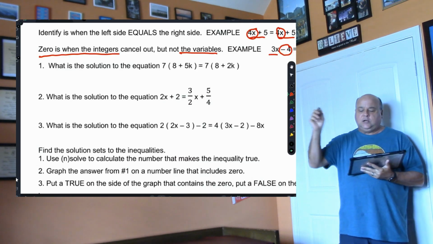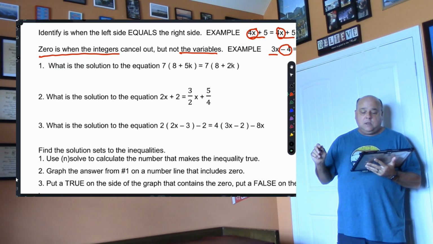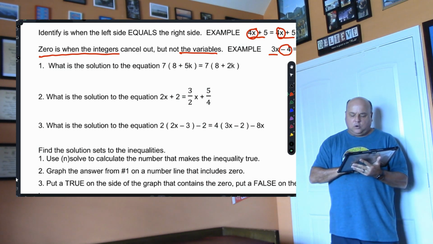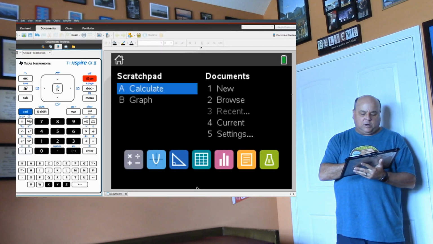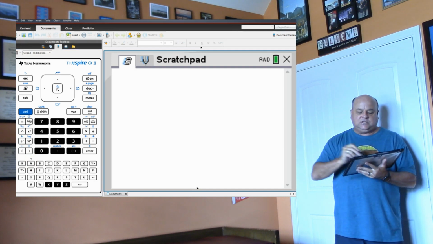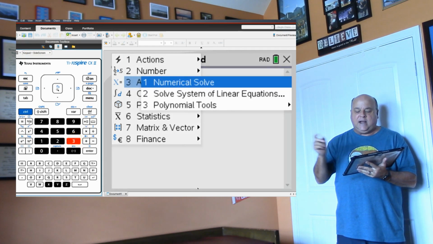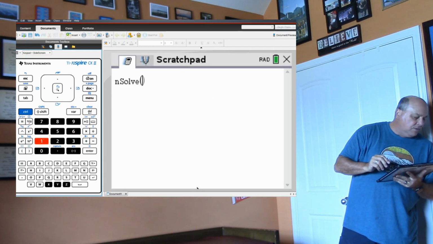So the first thing we're going to do is the first problem here. Looks similar, but the 5 and the 2 are different. On number 1, we're going to go to our calculator, and remember, you're going to do InSolve. So we're going to go to Calculate, and then get into InSolve, which is menu, algebra, number 3, and then numerical solve is 1. So menu 3, 1, then type in the problem.